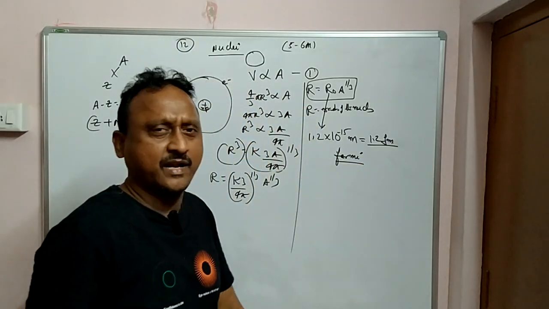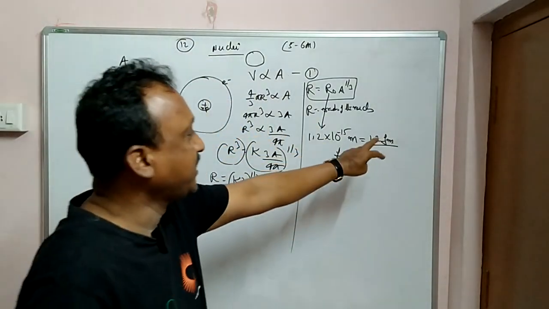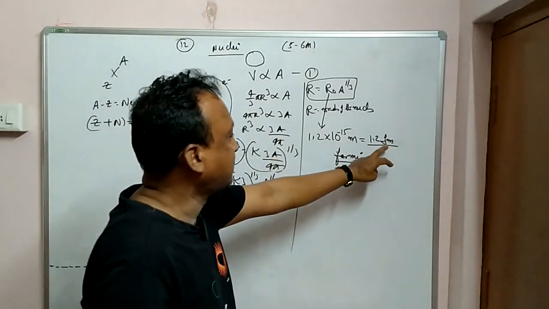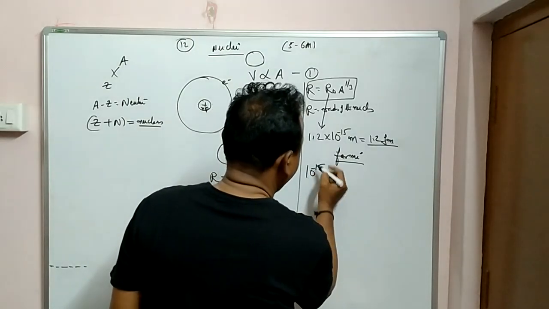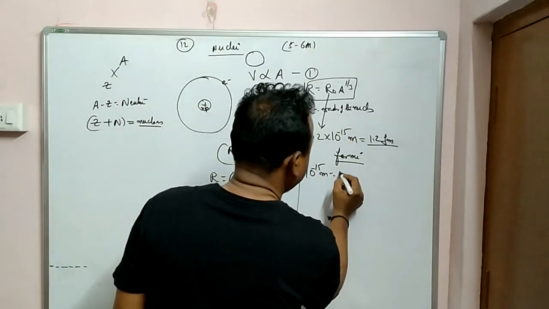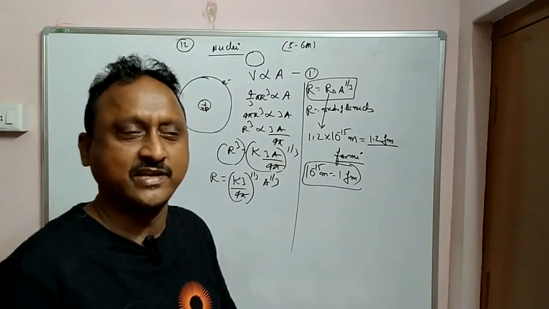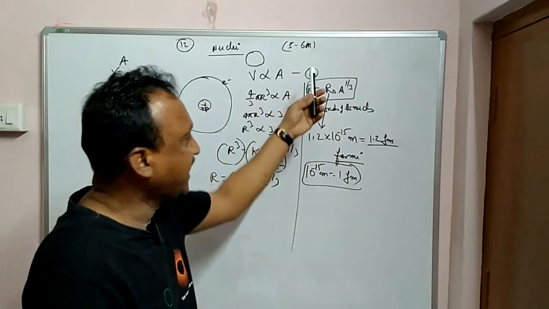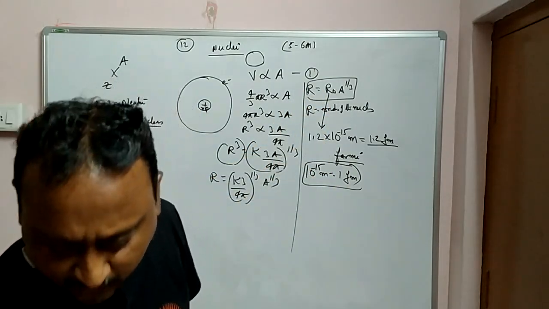Because the nucleus is very small, you can't measure it in meters, so we take another unit called the Fermi, because 10 to the power of minus 15 meters is equal to 1 Fermi. So this is the radius of the nucleus relation, and with this you can do many problems. Volume is directly proportional to the mass number, and thereby r is equal to r naught into A^(1/3).